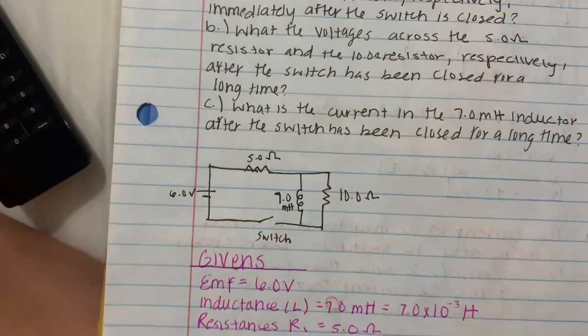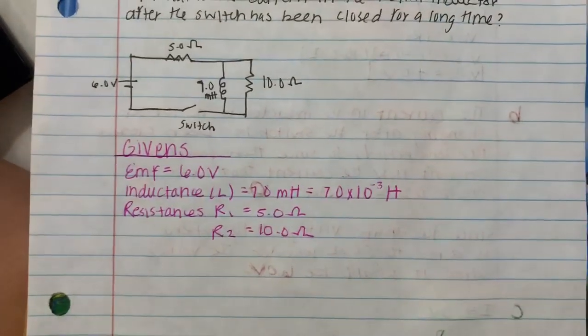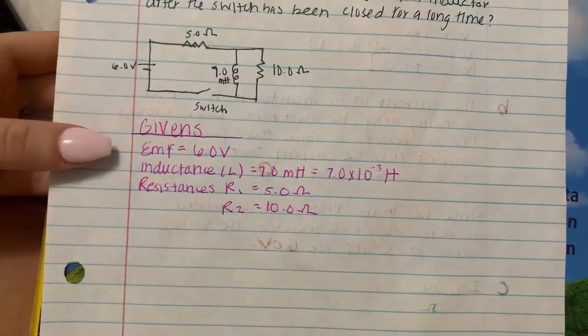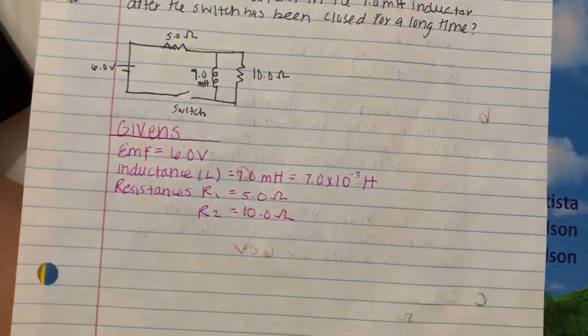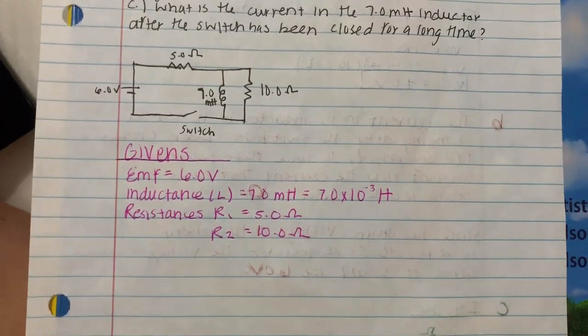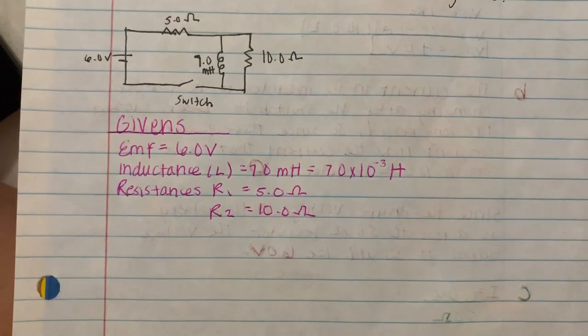I drew the diagram from the book. It's not very good, but there it is. And then my givens, I wrote them down from the problem. The EMF is 6 volts. The inductance is 7 millihenries, and I changed that to 7.0 times 10 to the negative 3 henries. I have two resistances. R1 is 5 ohms, and R2 is 10 ohms.